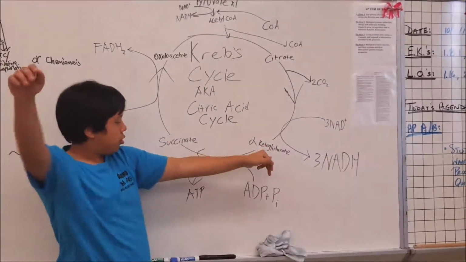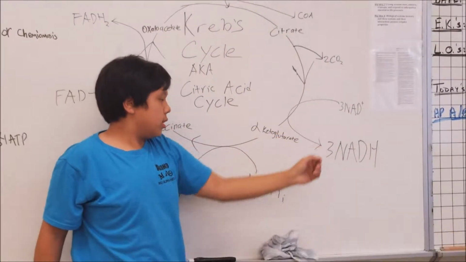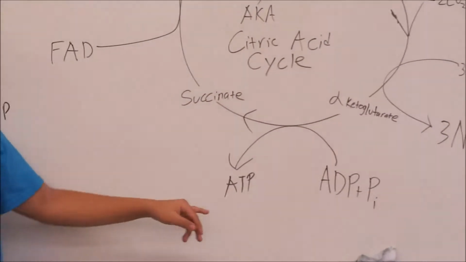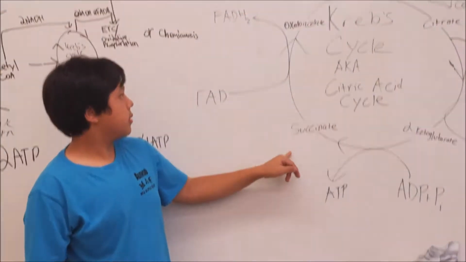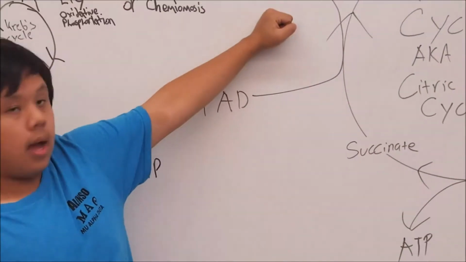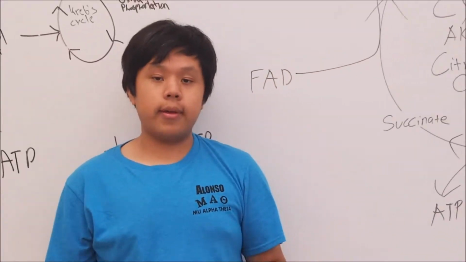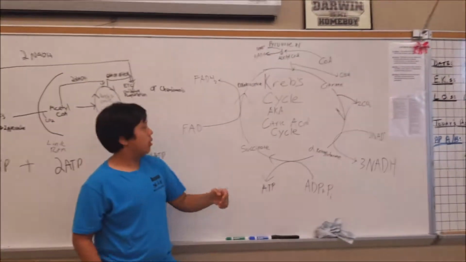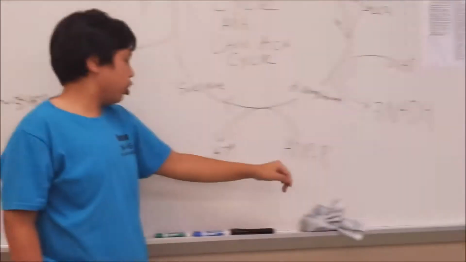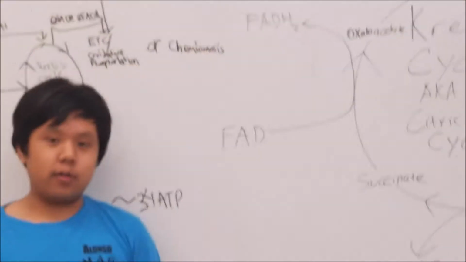From citrate to alpha-ketoglutarate, 2 CO2 will be released, as well as 3 NADH. And from alpha-ketoglutarate to succinate, a molecule of ATP will be released. From succinate to oxaloacetate, 1 molecule of FADH2 will be released. However, this does not occur once, but twice, due to 2 pyruvate molecules being present. So now, instead of 2 CO2, it'll be 4 CO2, 6 NADH, 2 ATP, and 2 FADH2. And that is your Krebs cycle.